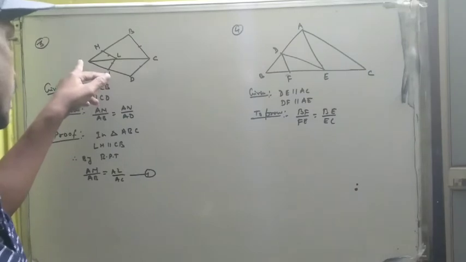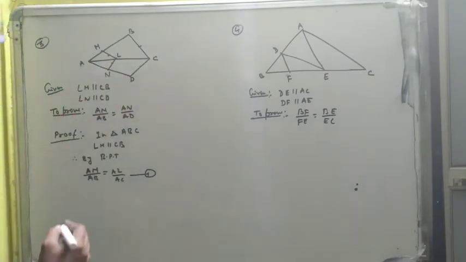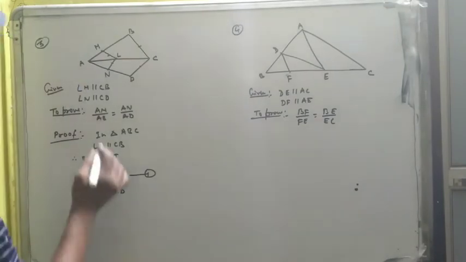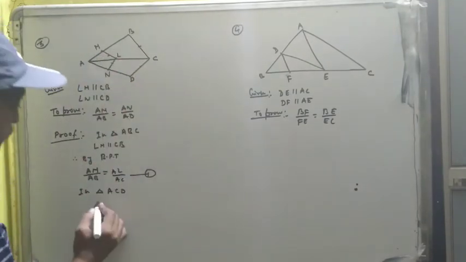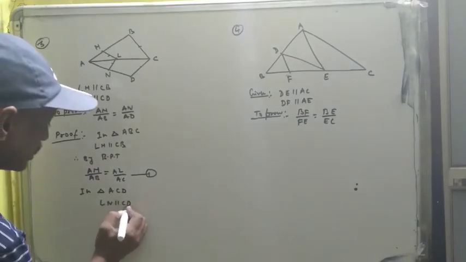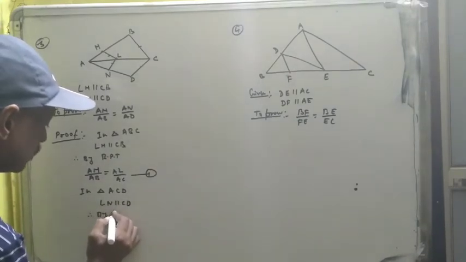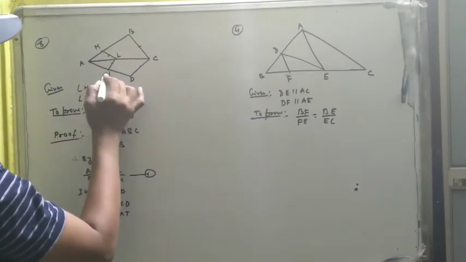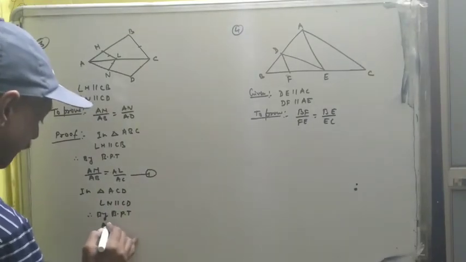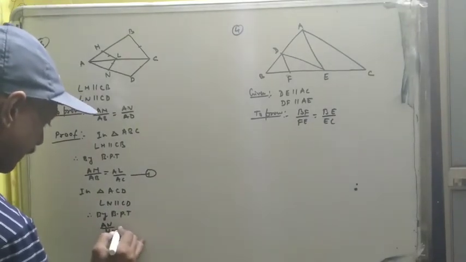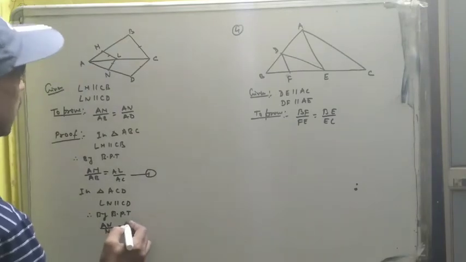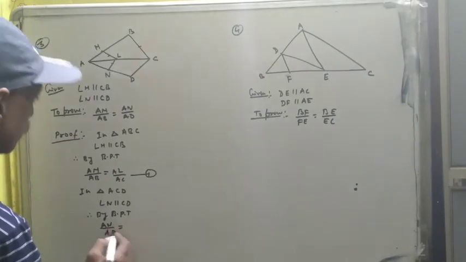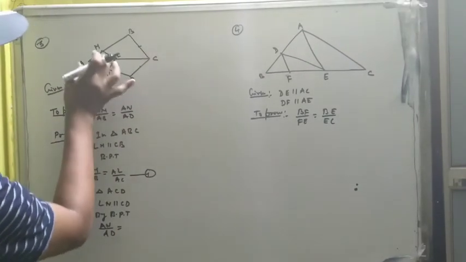Now just move into the triangle ADC. So in triangle ACD, parallel lines are LN and CD. LN parallel CD, therefore by BPT we can write AN upon AD equal to AL upon AC. This is equation 2.